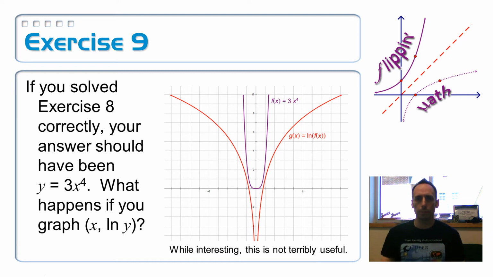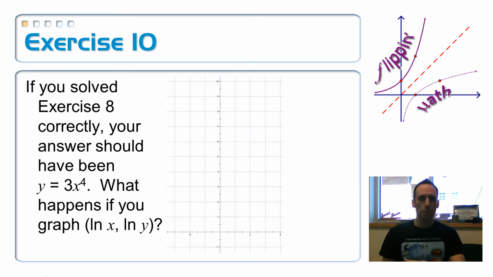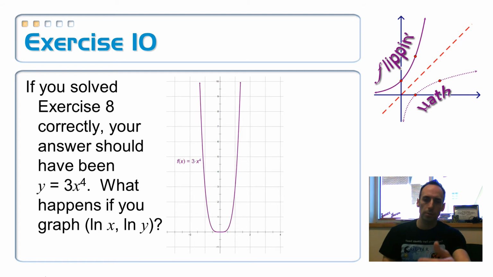All right, so let's try something different. Not x comma natural log of y. What about natural log x comma natural log y? Do the natural log of both of them. So when we do that, watch what happens. This one you can't easily do on the calculator, so it's going to be right here for you.